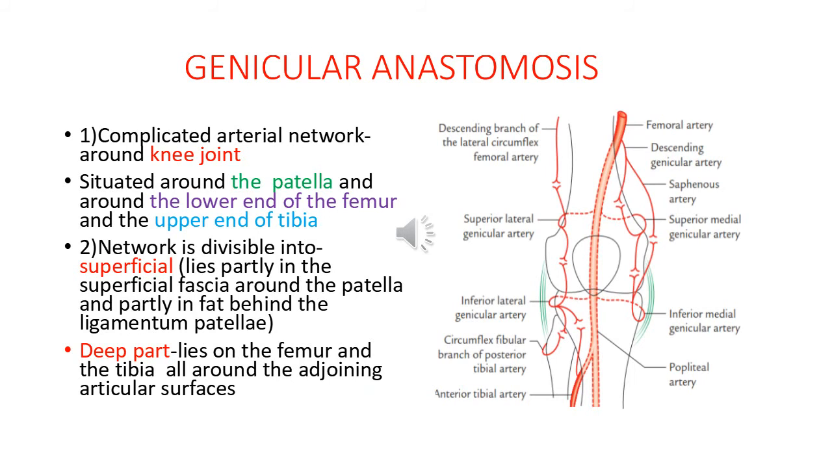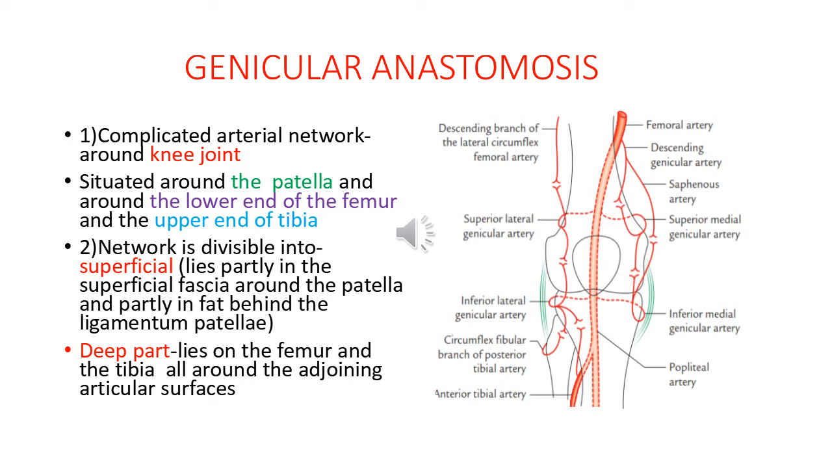Genicular anastomosis is a complicated arterial network that is seen around the knee joint. So the knee joint is formed by the lower end of the femur, the upper end of the tibia and the patella. So this anastomosis is seen around the patella, around the lower end of the femur and the upper end of the tibia. This network is divisible into two parts, superficial part and deep part.